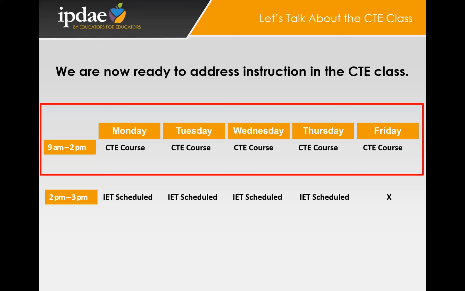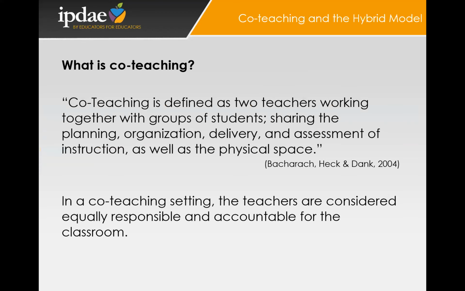Now, in order to address the instruction for our hybrid model, remember that the CTE class follows that fully integrated component, right? So to address the instruction where there are two instructors in the same room at the same time, we are going to explore 5 co-teaching models. Now, before looking at these, I have to define the word co-teaching, right? Co-teaching is defined as two teachers working together with groups of students, sharing the planning, the organization, the delivery, and the assessment of instruction, as well as the physical space.